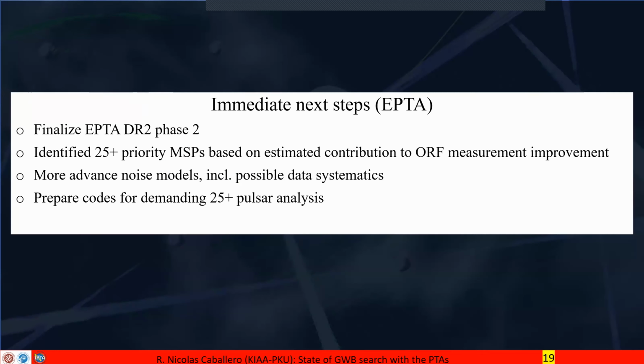So I know I'm over the 15 minutes, I'm just finishing. To say that our immediate steps, obviously, is to extend our data set to more than 25 pulsars, which were carefully selected based on their noise properties and sky positions, and we are doing more advanced noise models, including looking for possible systematics in the data. And we are preparing our codes for a very demanding analysis that will include more than triple the number of pulsars that we're using now.